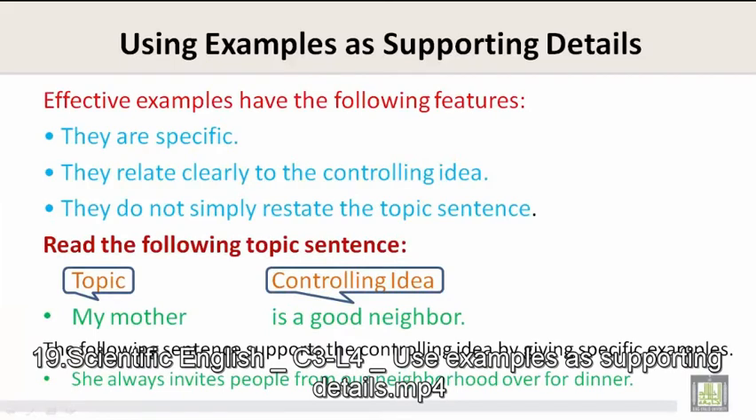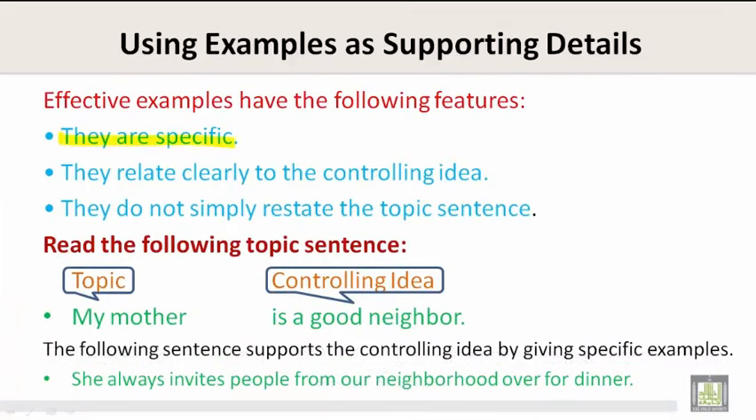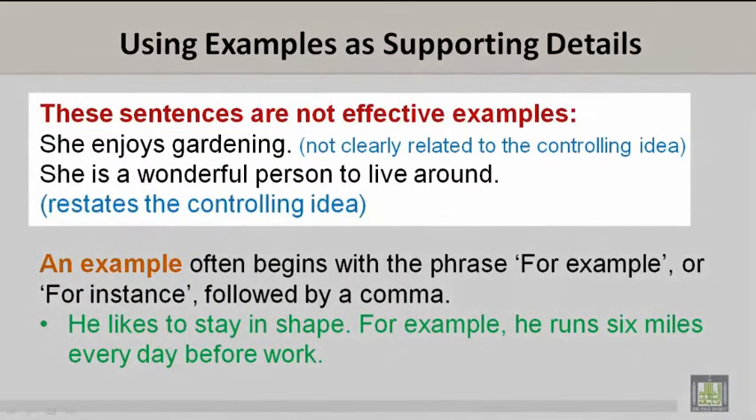Effective examples have the following features. They are specific. They relate clearly to the controlling idea, and they do not simply restate the topic sentence. Read the following topic sentence. My mother, topic, is a good neighbor, controlling idea. The following sentence supports the controlling idea by giving specific examples, like, she always invites people from our neighborhood over for dinner. These sentences are not effective examples.